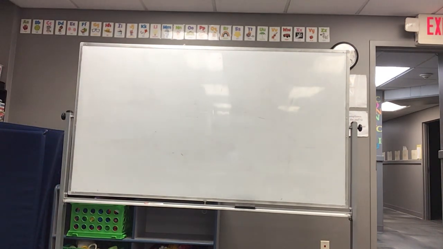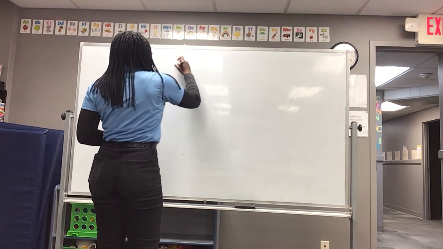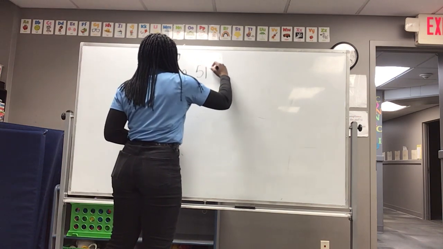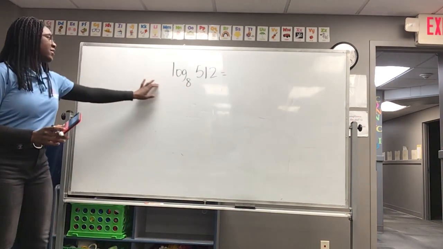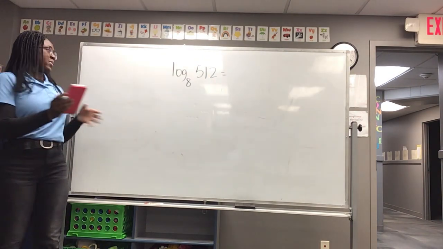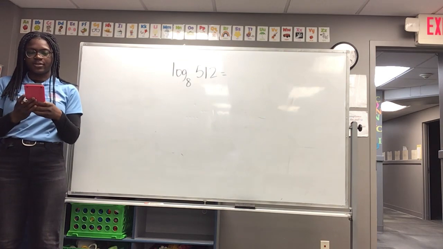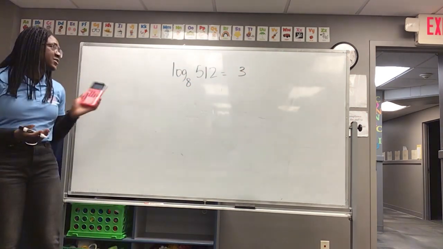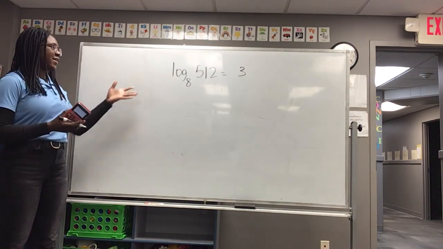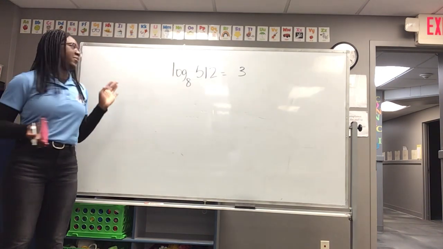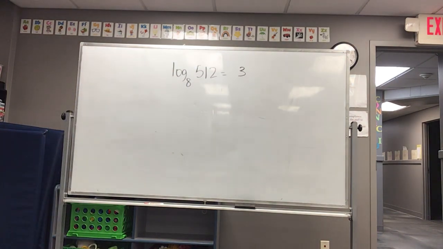So let's say it was this example again. Where that little subscript is, I'm going to type in 8. And then in the parentheses, I'll type in 512, press enter, and then it gives you your answer, which is 3. So you can use your calculator to save time on the ACT if you have something simple like this. You'll know your answer is 3, circle it, and move on.